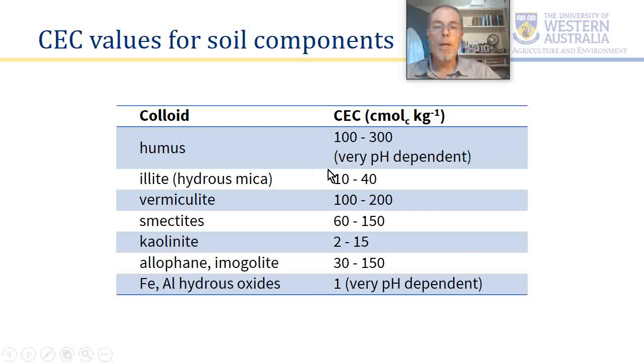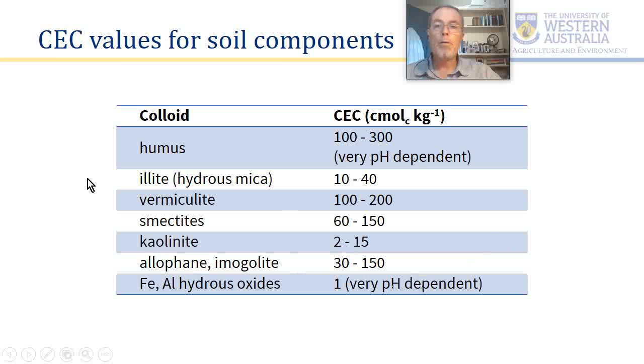So organic matter, as I said, is very important for Western Australian soils because of its high cation exchange capacity, just for the organic matter component, between 100 and 300 centimoles of charge per kilogram. So if you just have a few percent of organic matter in soils, it can change the CEC quite a lot, and there are different values for different types of clays or other types of minerals.